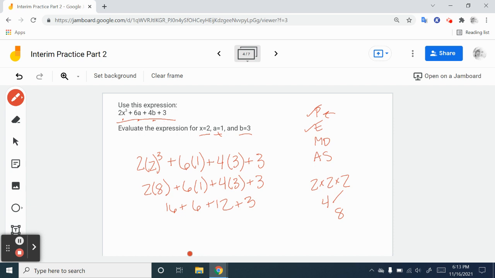So now I'm going to do 16 plus 6. 16 plus 6 is 22. Plus 12, that's 34. Plus 3, so 37. So for number 4, or the fourth question on the second part of the test, they're going to give you an expression that looks a lot like this, and they're going to give you values for all 3 variables. And those variables all have different values that you need to substitute in for this expression.